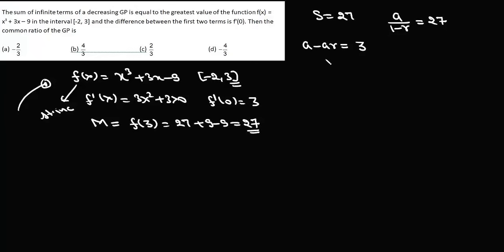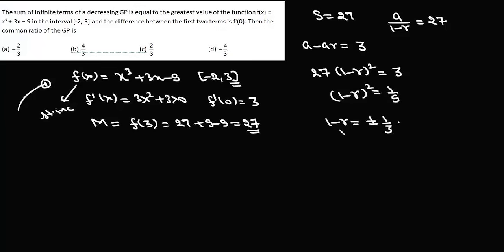Now we need to find their common ratio. So what we'll do is we'll substitute the value of a. So a is 27 into 1 minus r. So it will be 27 into 1 minus r square equals 3, or 1 minus r square equals 1 by 9, or 1 minus r equals plus or minus 1 by 3.